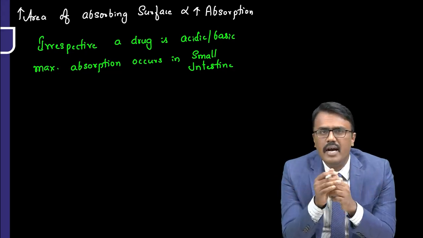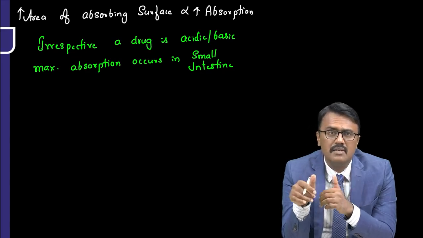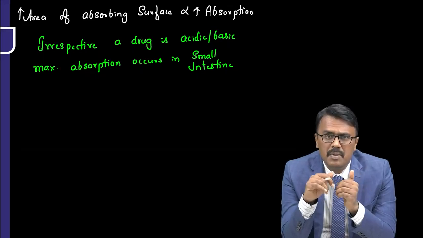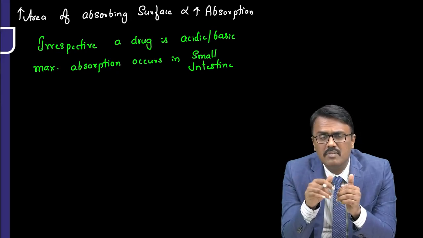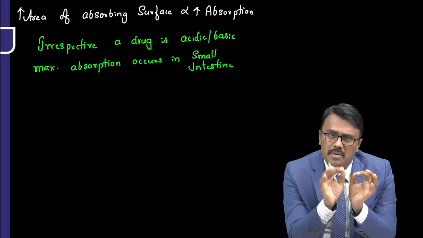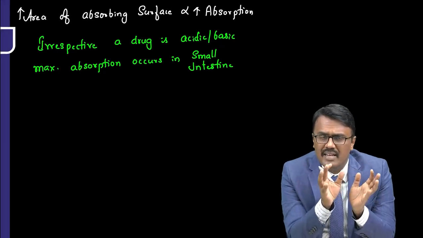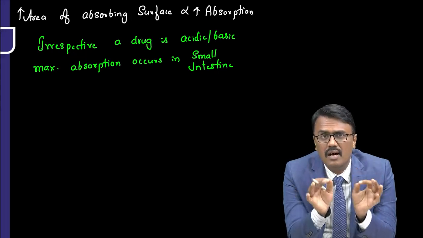Sir, just now you told the aspirin gets absorbed in the stomach. Yes, it gets absorbed in the stomach, but maximum absorption occurs in the upper part of the duodenum, because even though the absorption may be slower, it gets absorbed. Maximum absorption is in the small intestine because of the large surface area. So generally, absorption occurs in the stomach, but if they ask you maximally absorbed, either acidic or basic, it is in the small intestine because of the large surface area.